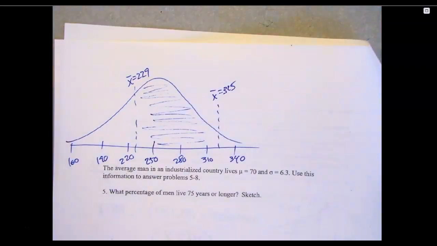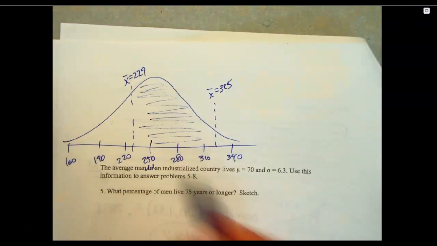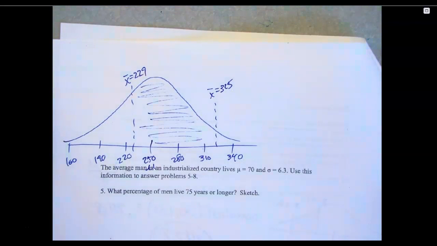So that's what my sketch would look like. You put the mean, and then go 3 standard deviations up and 3 standard deviations down. I'm labeling the 2 X bars that I have.